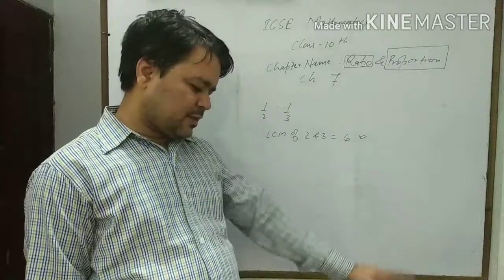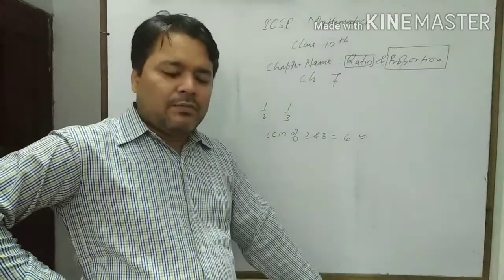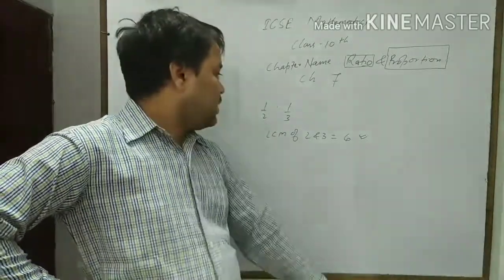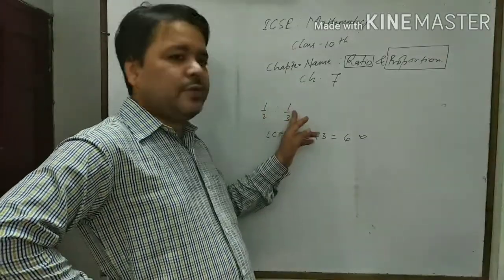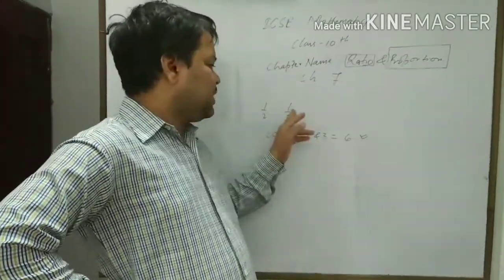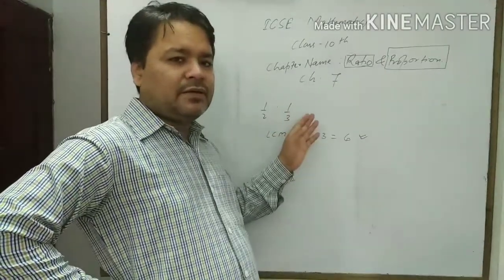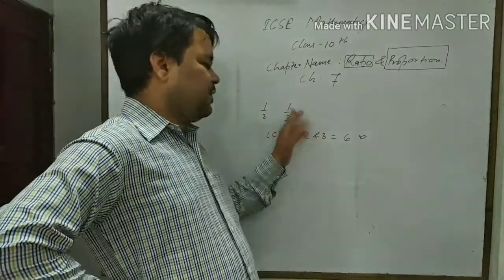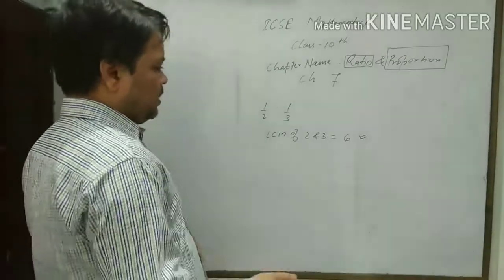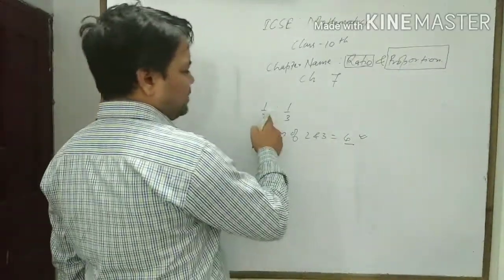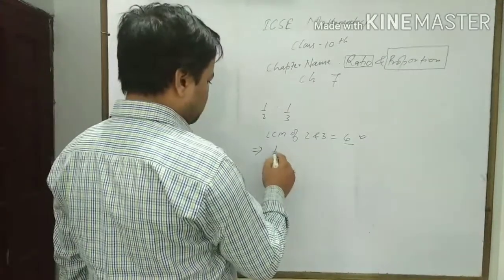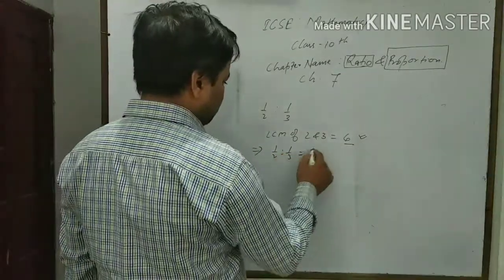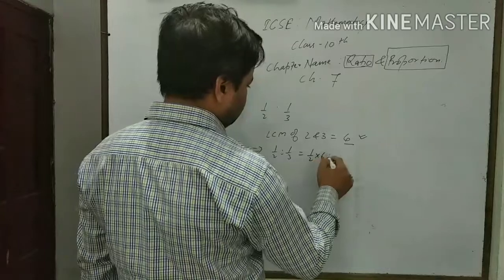in the first fact about ratio I told, if any value is multiplied or divided in the antecedent and consequent, in both conditions there will be no effect. So if we multiply 6 in the antecedent and consequent, there will be no effect. 1 by 2 is to 1 by 3 can be written as 6.